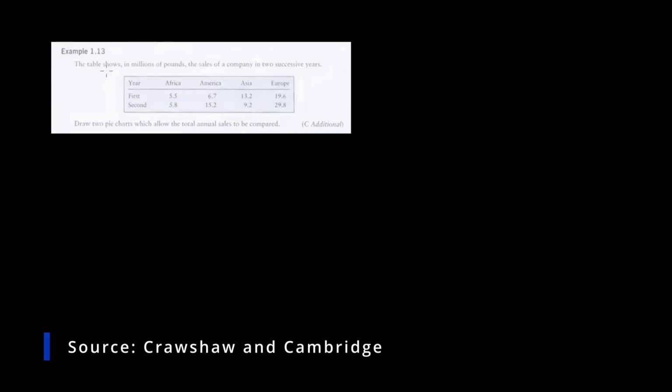Our question says: the table shows in millions of pounds the sales of a company in 2 successive years. So we have the first and second year, then Africa, America, Asia, and Europe. Draw 2 pie charts which allow the total annual sales to be compared. So if we want to draw 2 pie charts, firstly we need the population sizes.